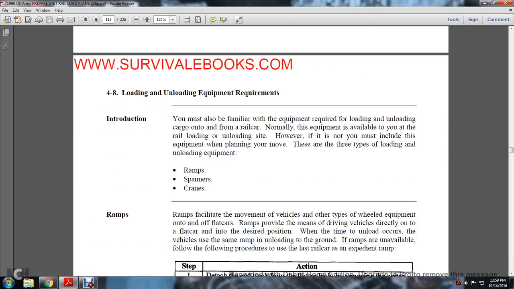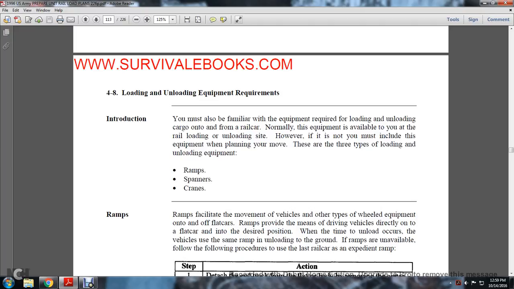Alright, 4A Introduction. Loading and unloading equipment requirements. You must be familiar with the equipment required for loading and unloading cargo onto and from the railway car. Normally, the equipment is available at the railway loading and unloading site. However, if it is not, you must include the equipment with your plan and your move.